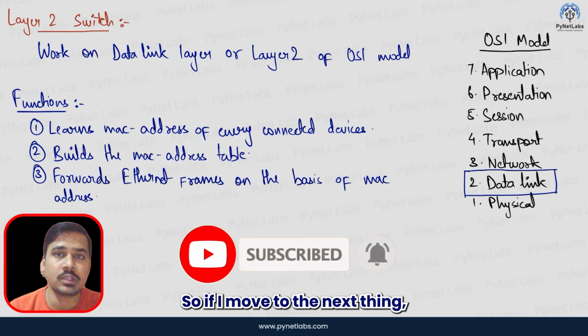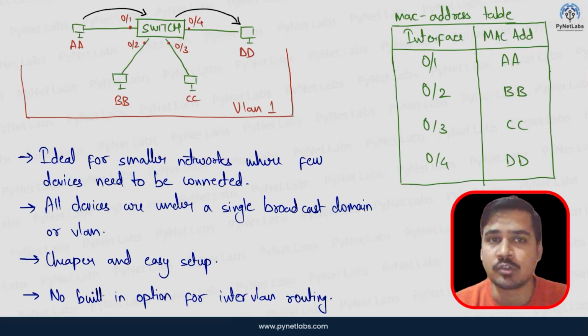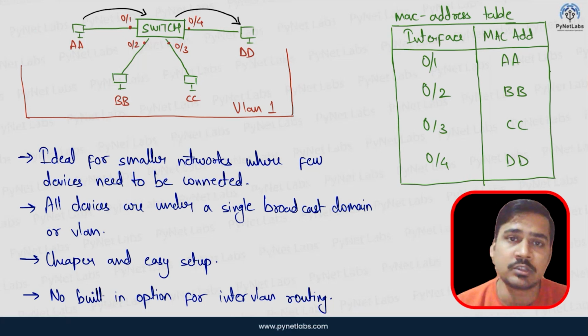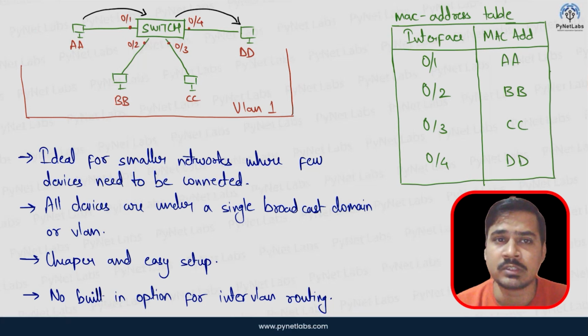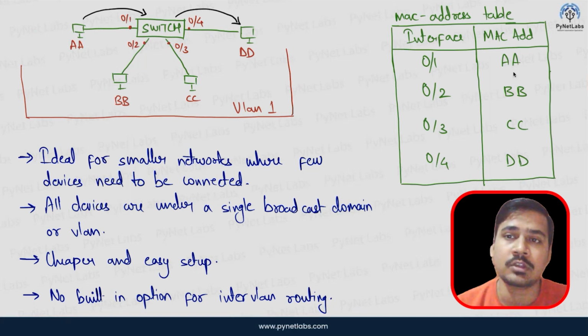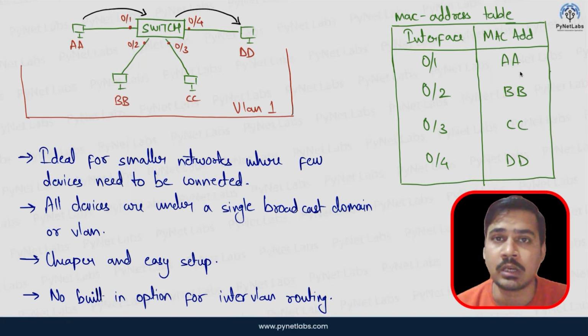If we move to the next slide, you might see what a switch looks like. Let's suppose you have 4 or so devices connected to your switch with their respective MAC addresses. The moment you start communicating across the network, the switch creates a table. On the left side of the table are all the interfaces, and on the right side are the MAC addresses.